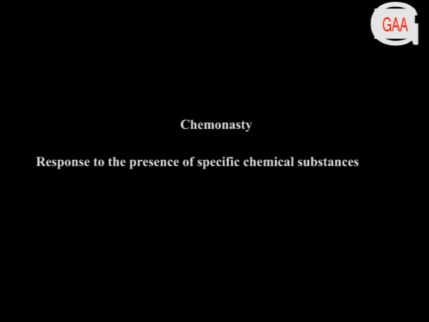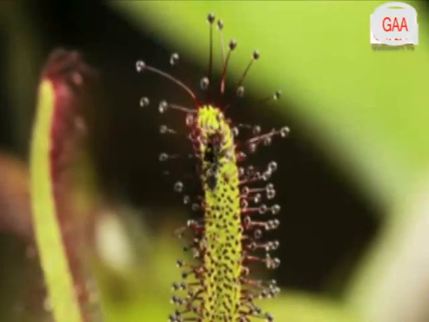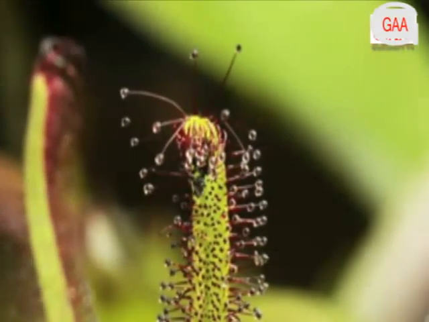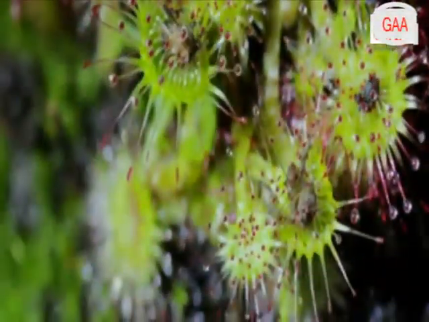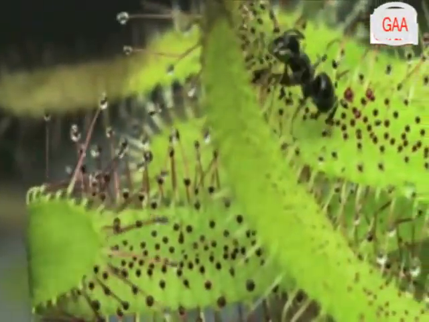Chemonasty is the response to the presence of specific chemical substances, such as nitrogenous compounds like urea and ammonium compounds, found in insectivorous plants like sundew. Therefore, when the insect is trapped by the tentacles of the plant, the insect provides the chemical stimulus for the release of digestive enzymes by the plant.